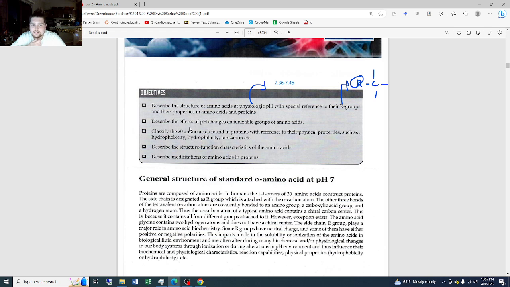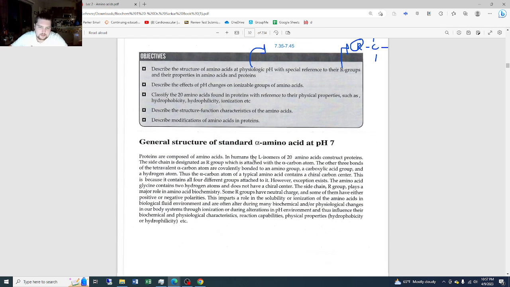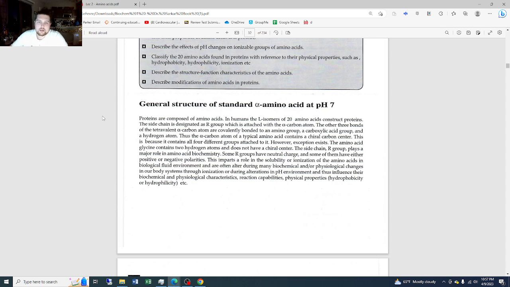We're going to classify the 20 amino acids found in proteins with reference to their physical properties, such as if they're hydrophobic, hydrophilic, or their ionization, etc. Describe the structure, function, characteristics of the amino acids, and describe modifications of amino acids in proteins. Okay. So the general structure of standard alpha amino acids at pH of 7. Remember, in our body, we're looking at that neutral pH.